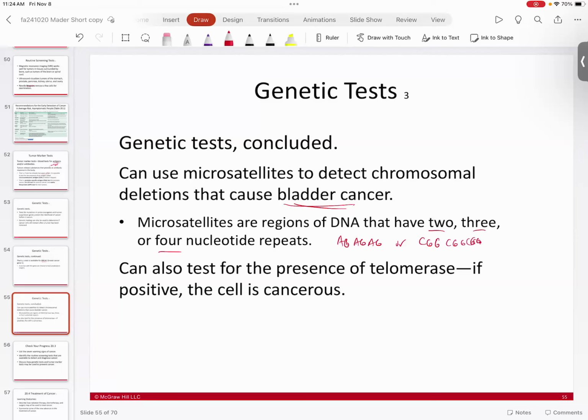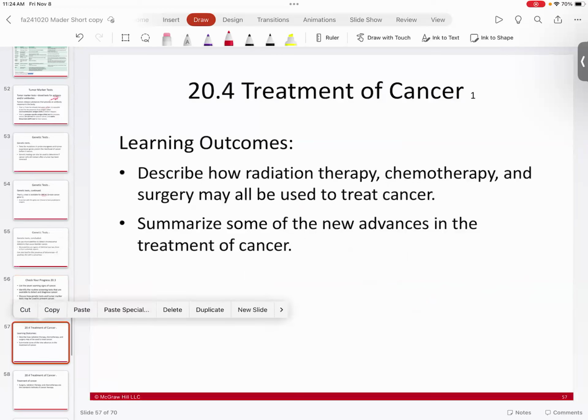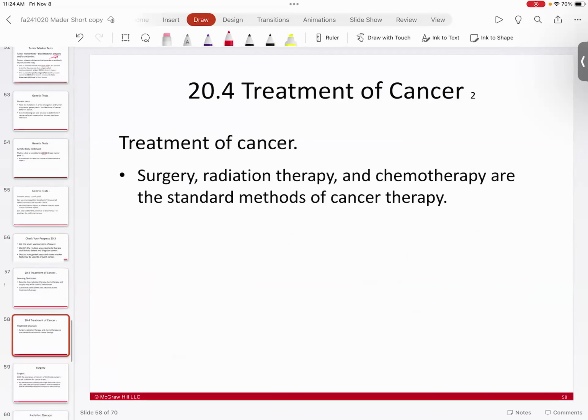And then the other thing you can also do, because cancers like to regulate, they like to take telomerase for their own, is you can test for telomerase presence, right? Because the idea is that cancer cells are going to make more telomerase than normal. So if you have a really, really high telomerase hit, that suggests that cancer cells are busy at work using that telomerase to give them immortality. So let's go ahead and take a look at treatment.